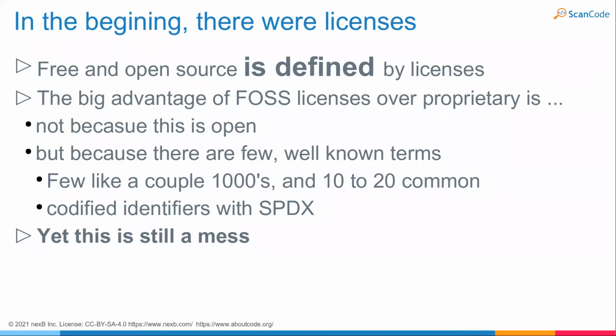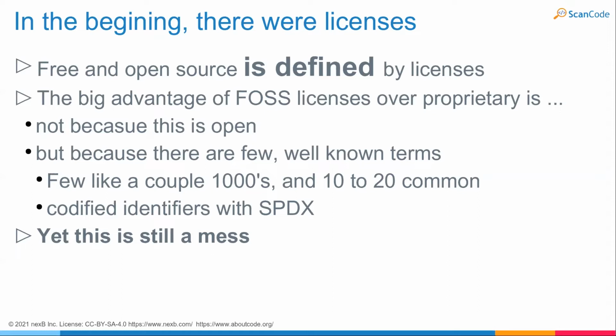So license really are the foundation in some ways of what we're doing everywhere in free and open source software development. And the big advantage of free software license over proprietary license is it's not so much because this is open, but it's because there are a few and well-known terms. There's roughly a couple thousand licenses that may exist in the worldwide world in terms of free and open source software license. There's 10 to 20 which are commonly used. And if you compare and contrast that with proprietary software contract, every single contract will have likely special terms which are unique to this contract. So there's as many software licenses that there are contracts.